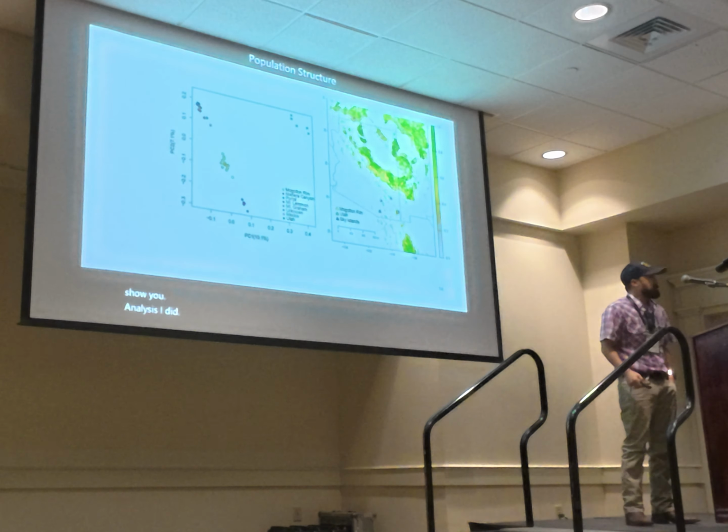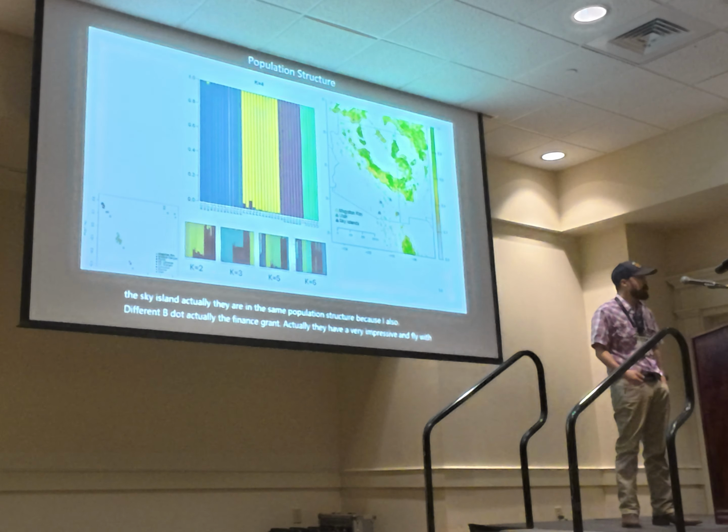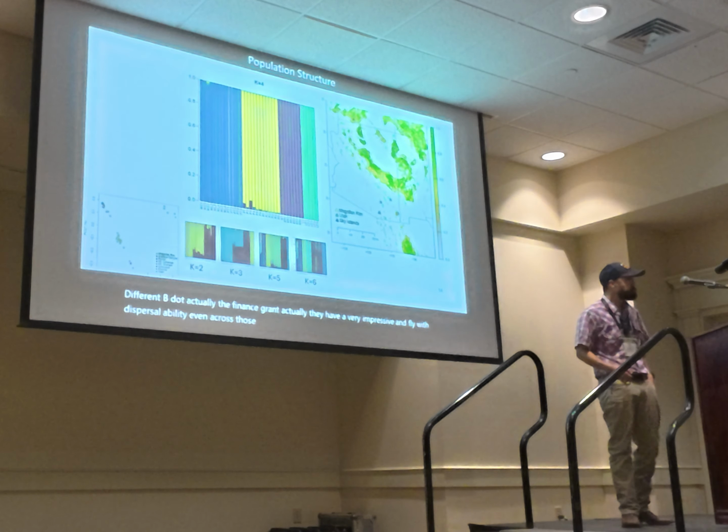The next one I used was a cluster plot, which is a model-based approach. This is a mixture plot, and you can see that K equal to 4 is the best fit, which matches what we saw in the PCA. What is kind of surprising is that all the Sky Islands are actually in the same population structure. I also work with different beetles, and actually they have a very impressive flight dispersal ability, even across those isolated mountains.